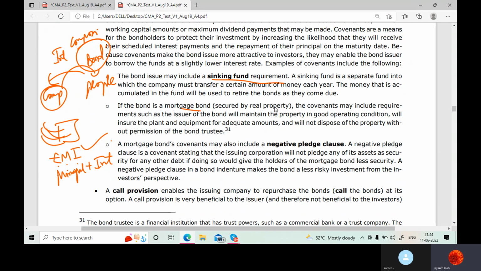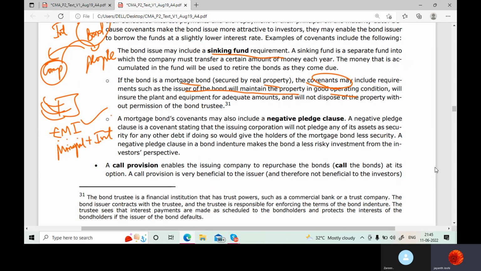If a bond is a mortgage bond secured by some property, the covenants may include requirements such as the issuer of the bond will maintain the property in good operating condition. If the company has borrowed money from people, there are some conditions. The property is pledged, and it is written in the bond that if the company does not pay, the investors have the right of lien. That means they can claim their money by selling the property of the company. So the conditions in the contract are clearly agreed between the company and the lenders, that the company should maintain the property in very good condition, so that when they don't pay and the property is disposed of, the investors get a fair amount of money, are not in losses, and recover their money.